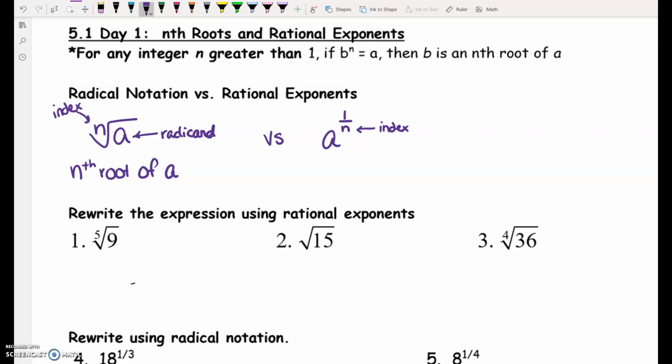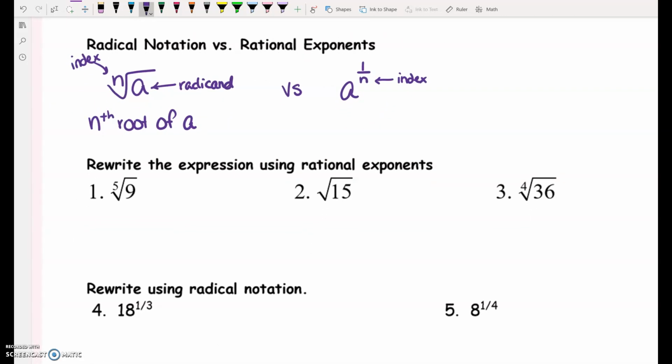So our first step is to rewrite the expression using rational exponents. Rational means fractions, so a fraction exponent. So these are currently written in radical notation. We need to change them into rational exponent notation. So the fifth root of 9 becomes 9 raised to the 1/5.